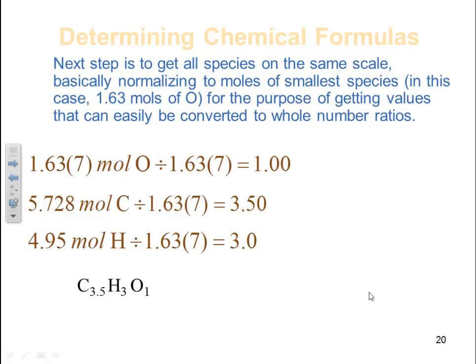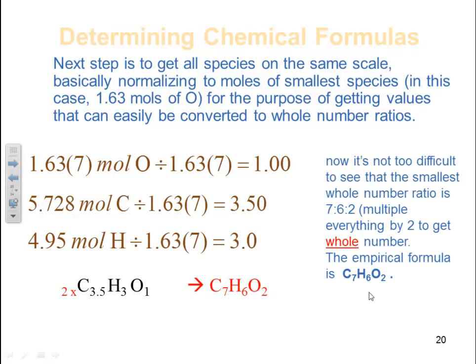Now we want a whole number ratio, so I need to multiply these factors by some number. We can easily see that I can multiply everything by 2 to get rid of that half. If I multiply everything by 2, I get some whole numbers. So it's not difficult to see that the smallest whole number ratio is 7 to 6 to 2. I multiply everything by 2. 2 times 3.5 gives me 7. 2 times 3 gives me 6. And 2 times 1 gives me 2.